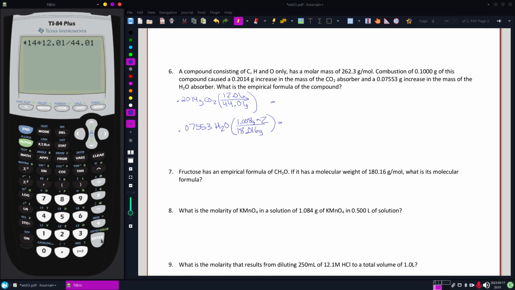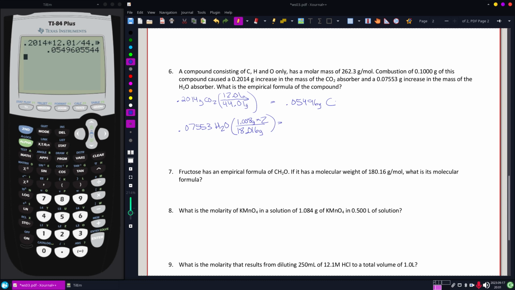Alright, so that 0.2014 grams of carbon dioxide tells us that there was 0.05496 grams of carbon specifically, and 0.07553 times 1.008 times 2 divided by 18.016 tells us that we have 0.008452 grams of hydrogen.